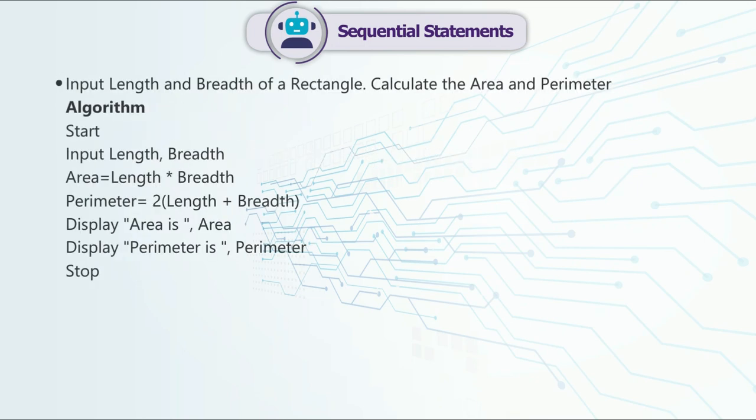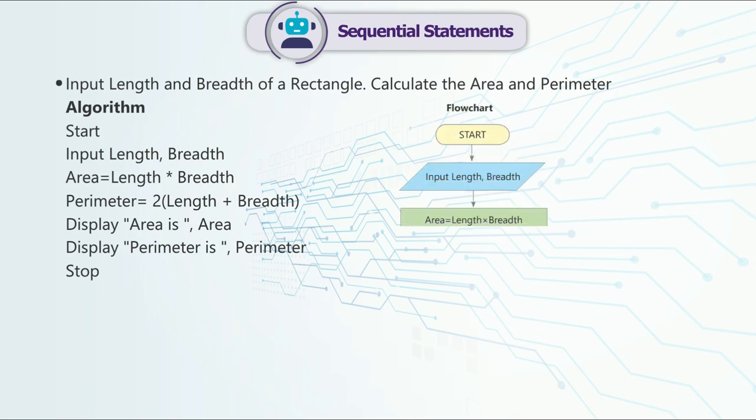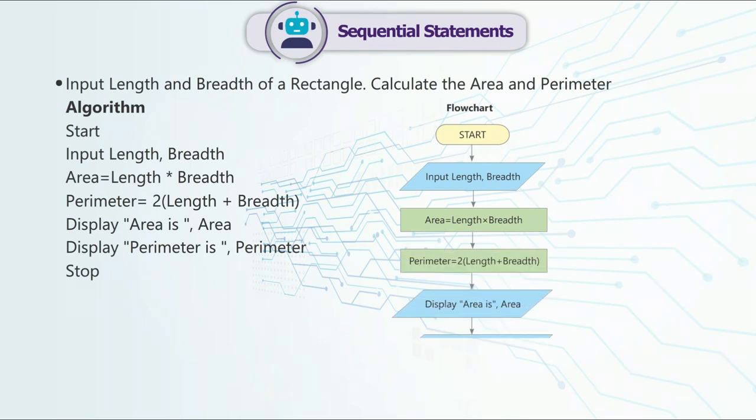Input length and breadth of a rectangle. Calculate the area and perimeter. Algorithm. Start. Input length, breadth. Area = length * breadth. Perimeter = 2 * (length + breadth). Display area is area. Display perimeter is perimeter.